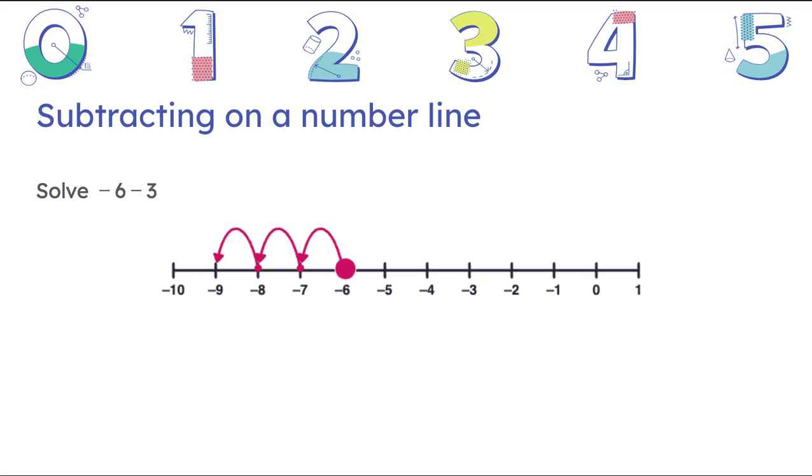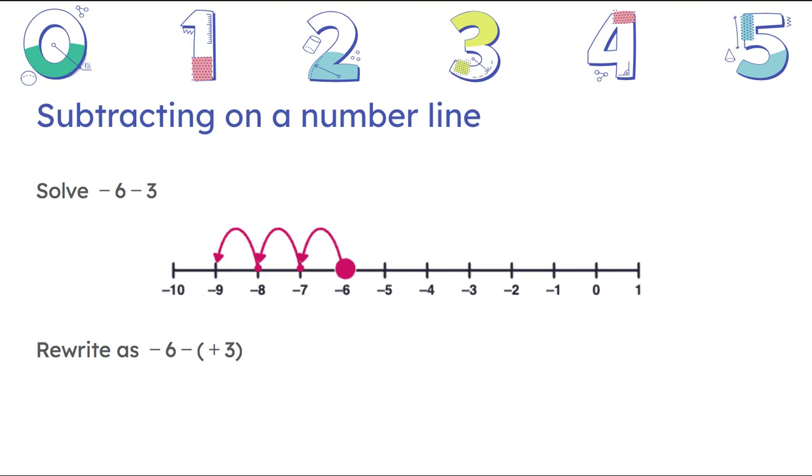But let's rewrite this expression for clarity, remembering that the minus sign is the operator symbol telling us to subtract, and 3 means positive 3. So the expression negative 6 minus 3 really means negative 6 minus positive 3. Now, since we're all really used to just looking at the operator symbol to tell us which direction to move on a number line, expressions like this where we start left of 0 and then subtract a positive integer can be really confusing to visualize this way.